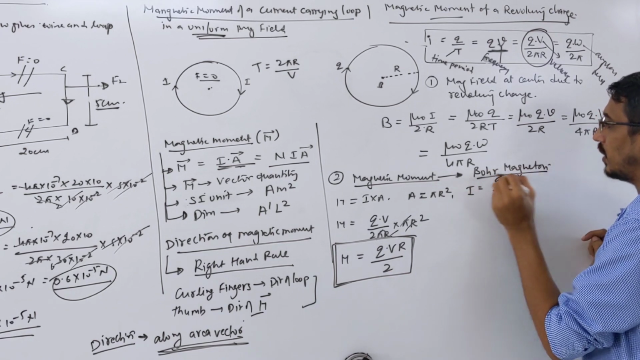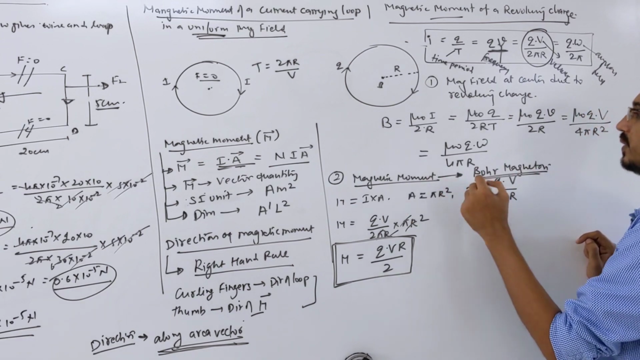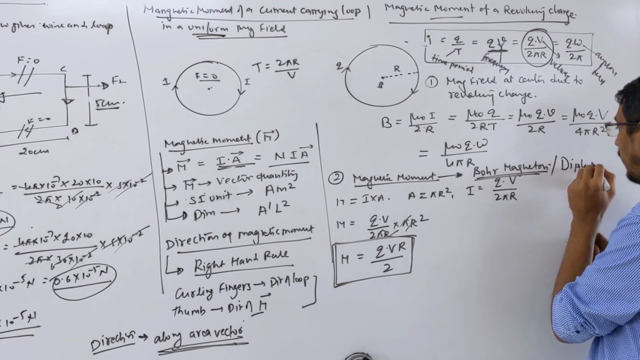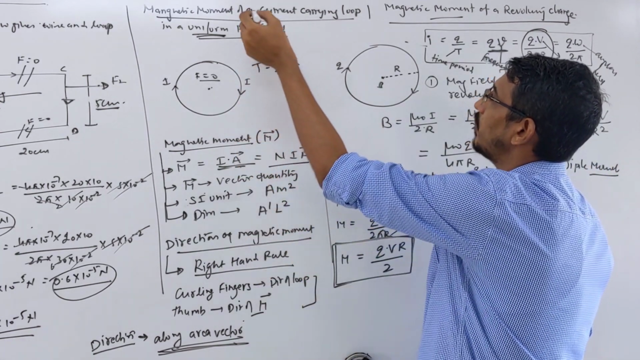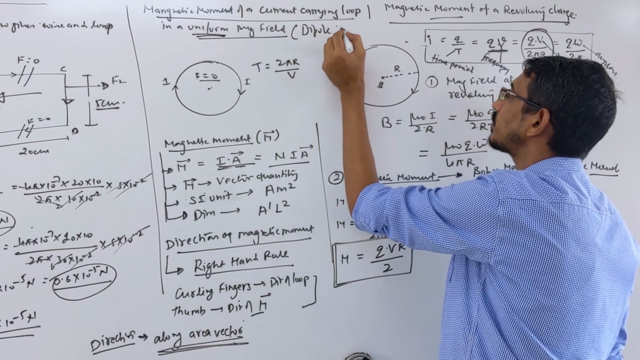Magneton, also called Bohr magneton. It's also called dipole moment, okay? You can call it dipole moment here also. The magnetic moment of a current-carrying coil is also called the dipole moment. Keep that in mind.